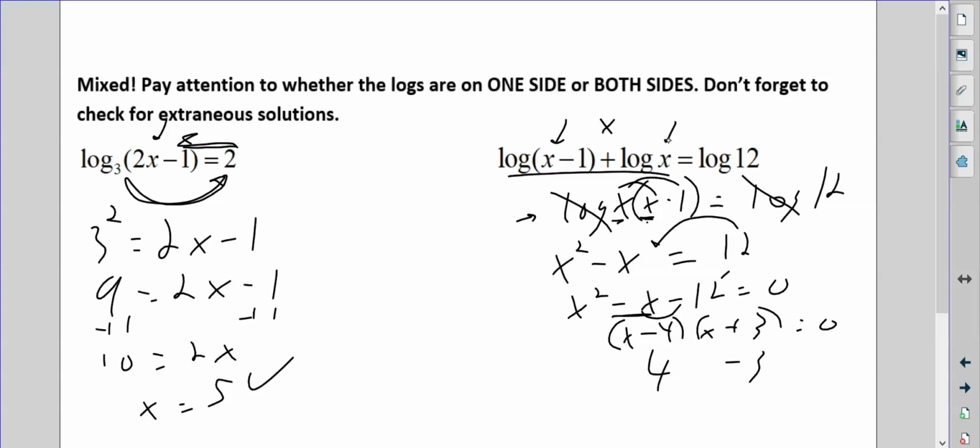That works out. If I plug in the negative 3 right here, I'm going to get log negative 4. Well, that's a no-no. If I plug it in right here, I'm going to get log negative 3. So, can't have this. So that's extraneous. And that's it.